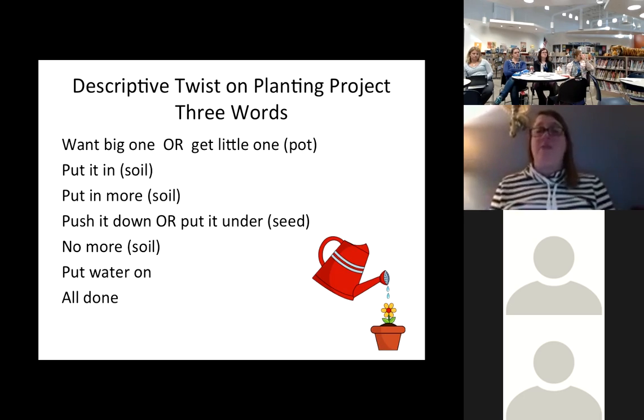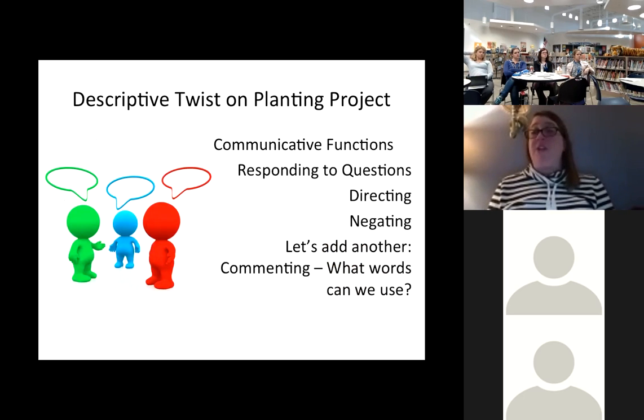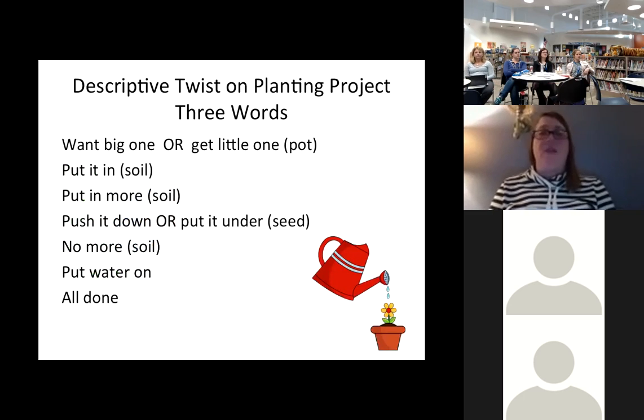tapping into the student's language at their level. And the communicative functions are expanded at that point because we've gone beyond labeling and answering questions to responding to questions. You're directing the activity. You're negating by saying no more or stop. And, you know, what if we were going to comment during this activity? What are some words that we could use to comment?